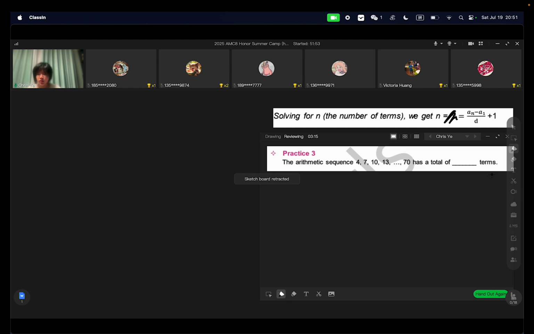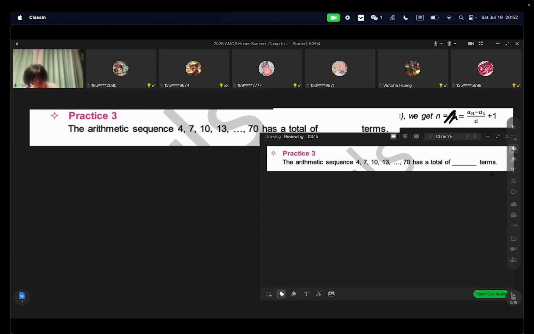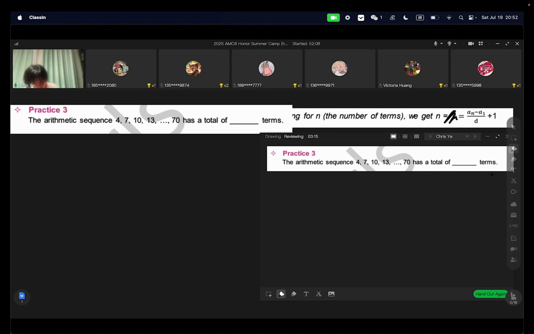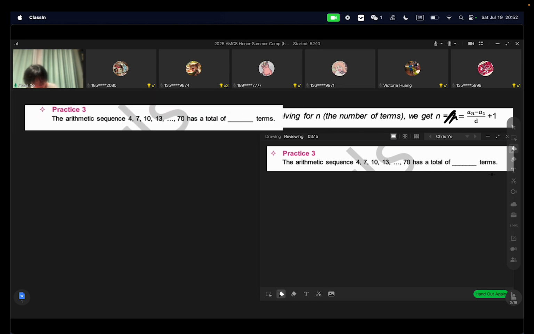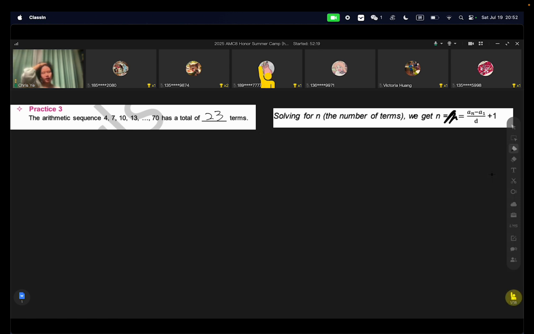So mostly everyone was able to get it correct. The answer is, let me first check it out, 23. Is anyone willing to describe their process for doing the problem?